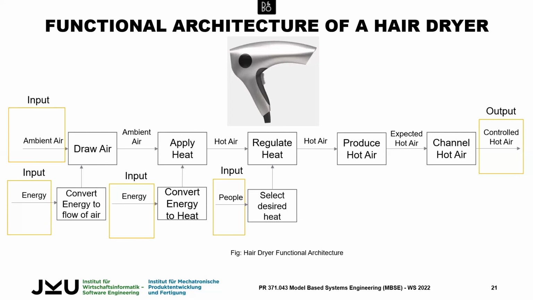And yes. So you see, if you understand this, then your physical architecture is really easier, right? So then the second one, apply heat. So you are bringing ambient air, and from there, this air is not hot. So normally it is not hot, and apply heat is the second function. And for applying heat, what do you need? You need energy, right? And this is also input, and convert energy to heat.